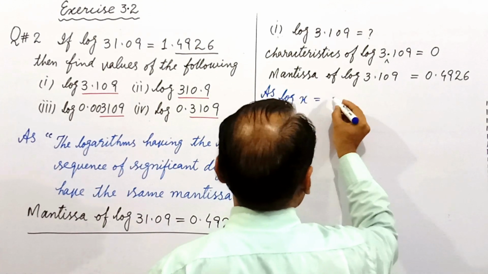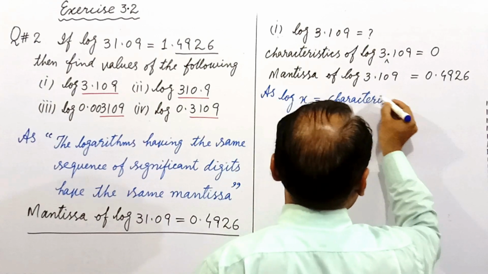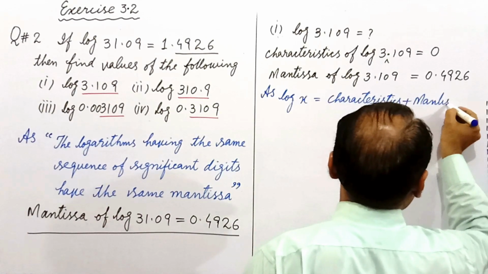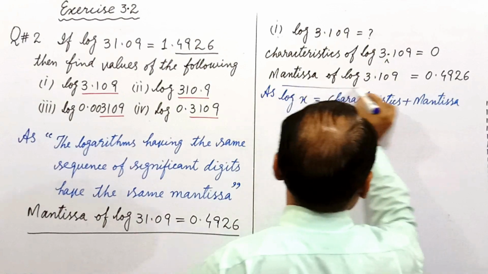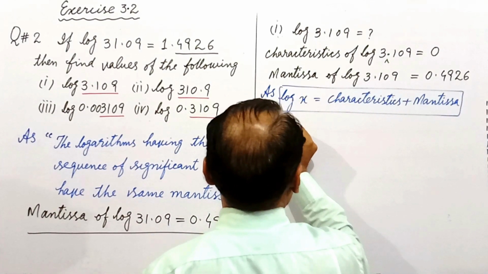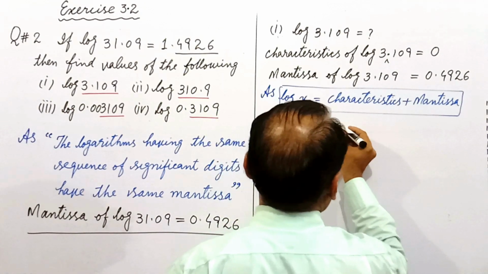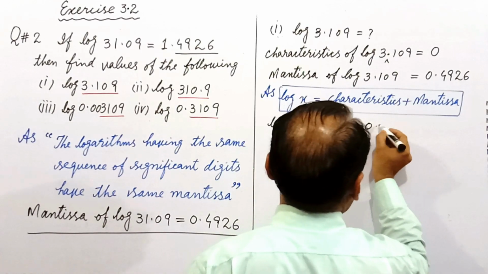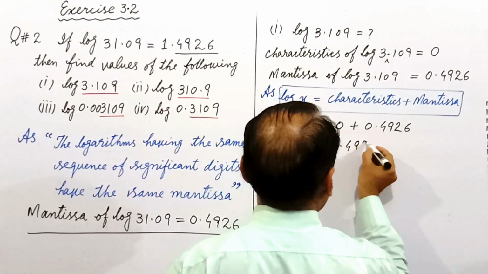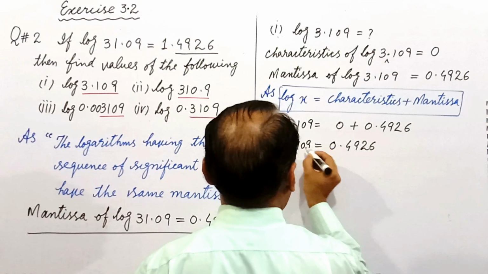And as we know that the logarithm of a real number is equal to characteristic plus mantissa, by replacing values, we have log 3.109 is equal to 0 plus 0.4926, and the answer will be 0.4926 for log 3.109.